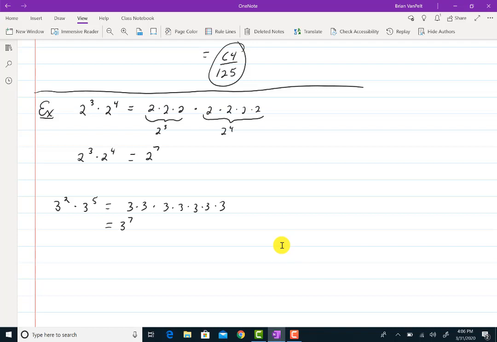We have 2 to the third times 2 to the fourth is 2 to the 3 plus 4. Down here, 3 squared times 3 to the 5th equals 3 to the 2 plus 5.